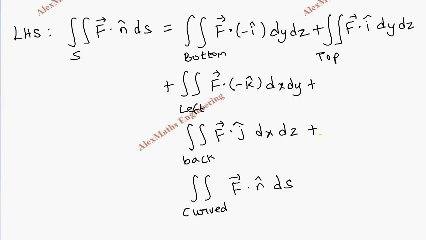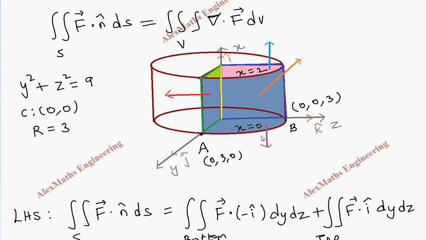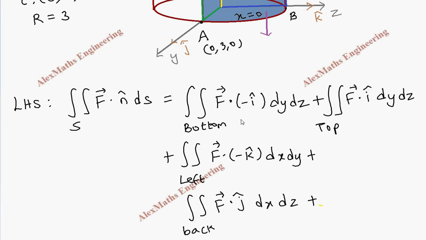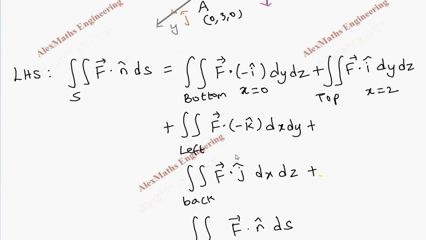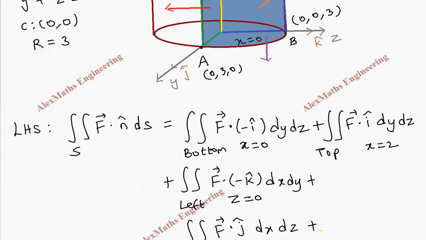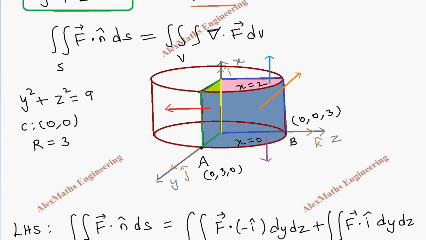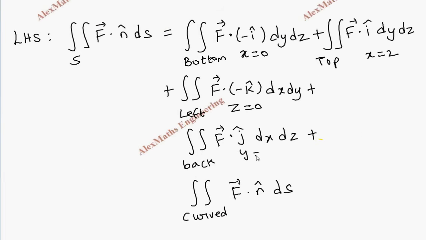Now for every surface we have an equation. For the bottom surface it is x equals 0, which we write here. The top surface is x equals 2. You can see from the diagram, the left side is on the xy plane, which means the value of z is 0. And the right side is on the xz plane, so y is 0. The curved surface is the cylindrical part, whose equation is y square plus z square equals 9. Now we have to work out each part.